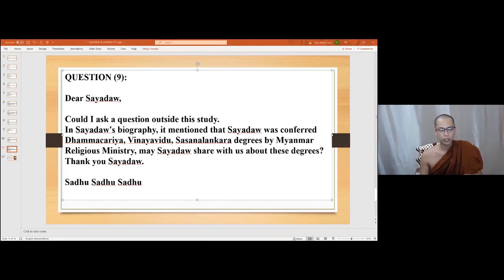In this way, the system is quite difficult for the novice. So this is the Sasana Alankara examination. If we pass all three stages within our novice life, we are conferred the degree of Sasana Alankara. Okay, these are the degrees of the Myanmar tradition.